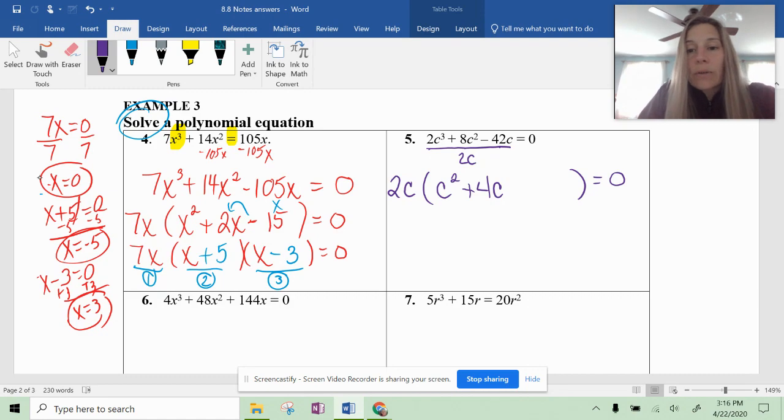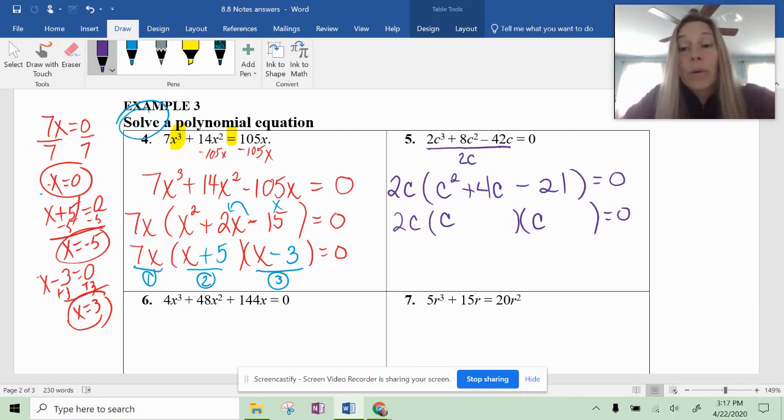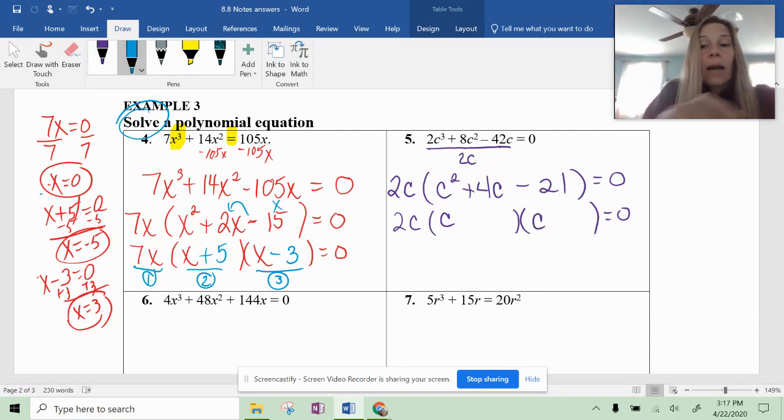42c divided by 2c is going to be 21, and it's going to be a minus sign still. Now that we no longer have a coefficient in front of that c squared, we can break it up into the basic factoring like we did before spring break. So c and c, and then what two numbers multiply to get 21? You can look them up on your factor sheet and subtract to get 4. And we know that it's 7 and 3.